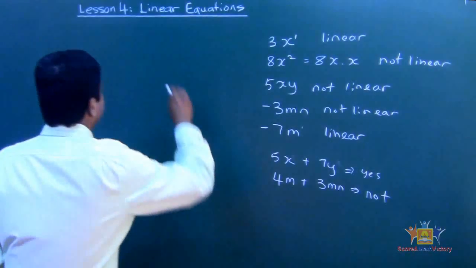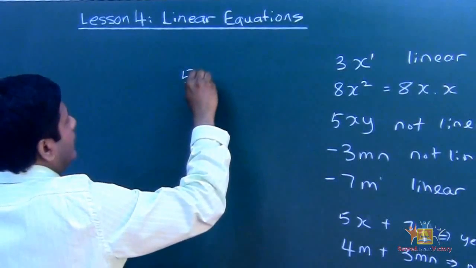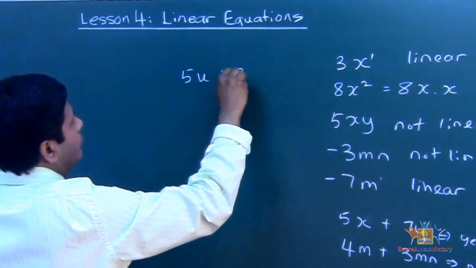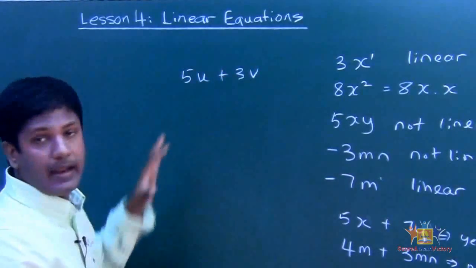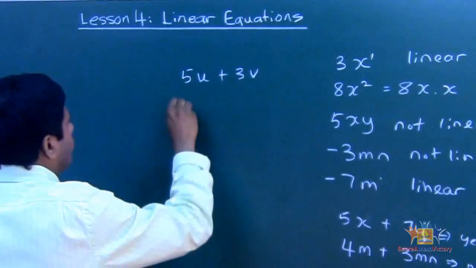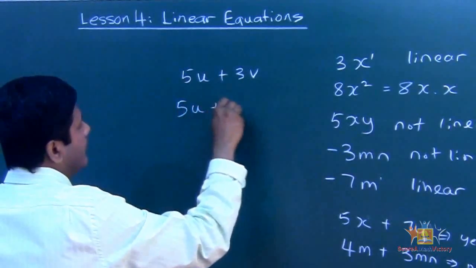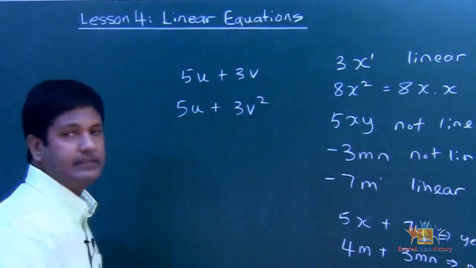Okay, so let's say Mr. Mac gives you 5u plus 3v, and that is linear. Okay, so 5u plus 3v squared, is this linear?